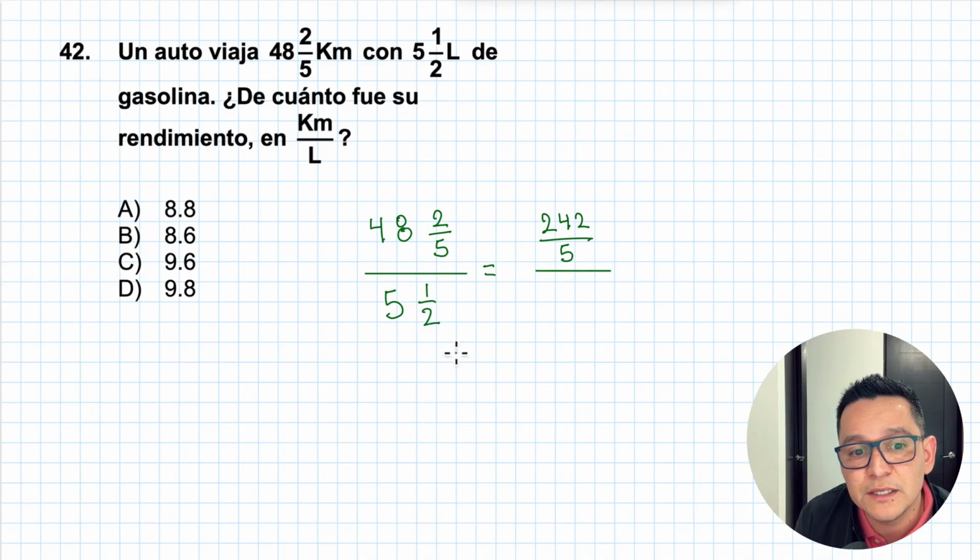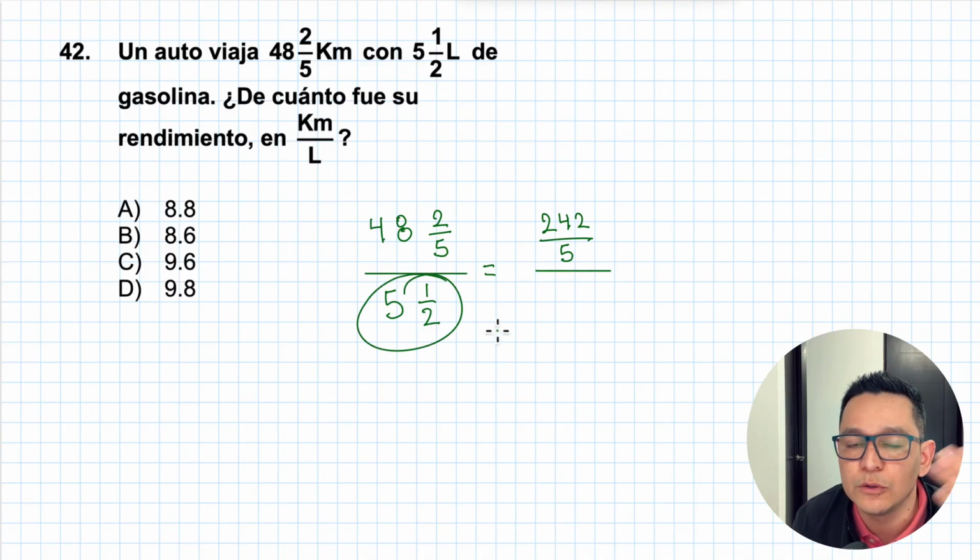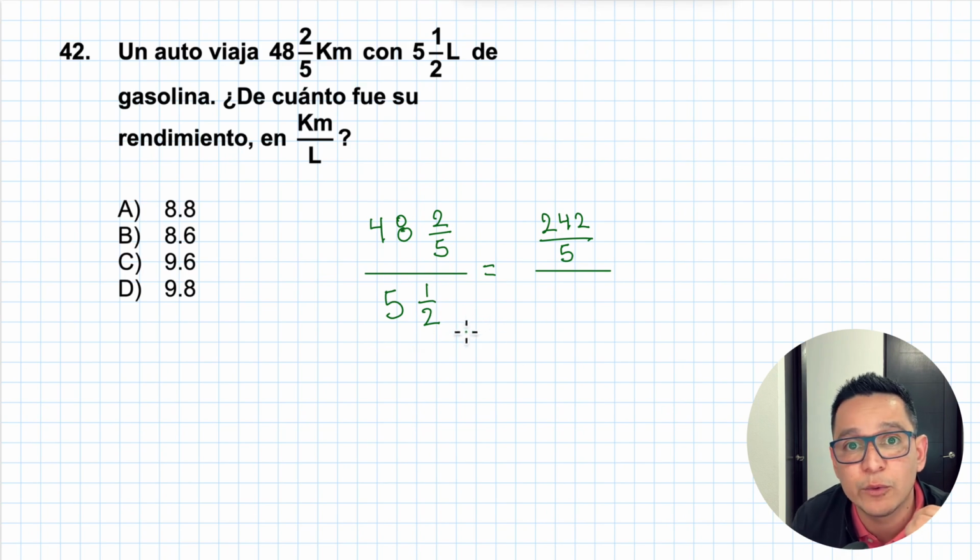Okay, and that's going to be divided by 5 1/2. Same thing, we're going to convert it to an improper fraction. We do the same process. 2 times 5 is 10 plus 1. I get 11 halves. Okay, this is the operation I have to do now to solve it.